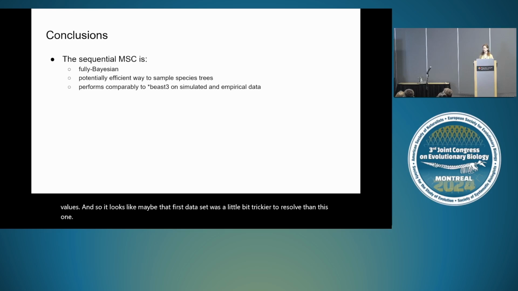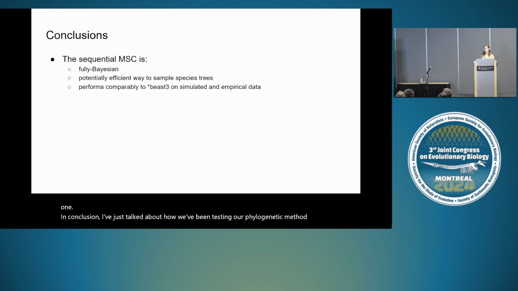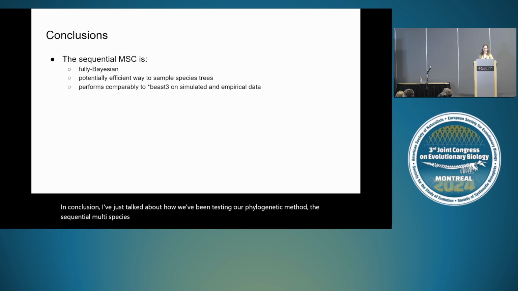In conclusion, I've just talked about how we've been testing our phylogenetic method, the sequential multi-species coalescent. This is a fully Bayesian but potentially efficient way to sample species trees. And so far, based on our testing, it performs comparably to StarBeast3 on both simulated and empirical data.